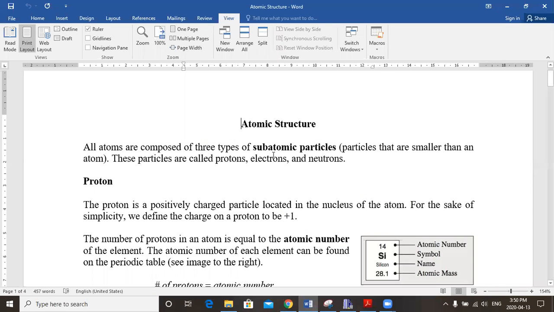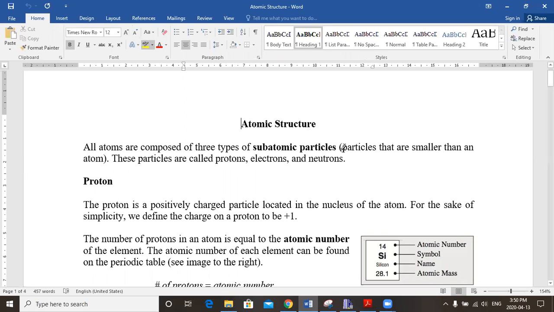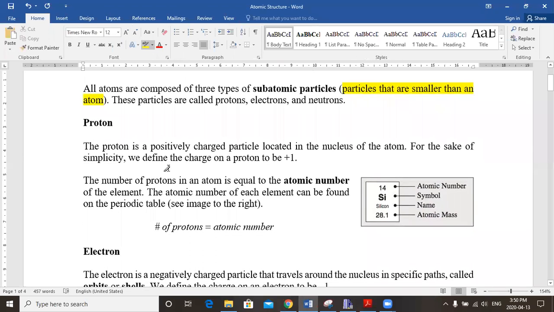Okay, so if we refer to the note set on atomic structure, you read here that all atoms are composed of three types of subatomic particles. And subatomic particle means particles that are smaller than an atom. And there are three: protons, electrons, and neutrons. So the first one we're going to examine is the proton. The proton has a positive charge, and it's located in the nucleus of the atom.